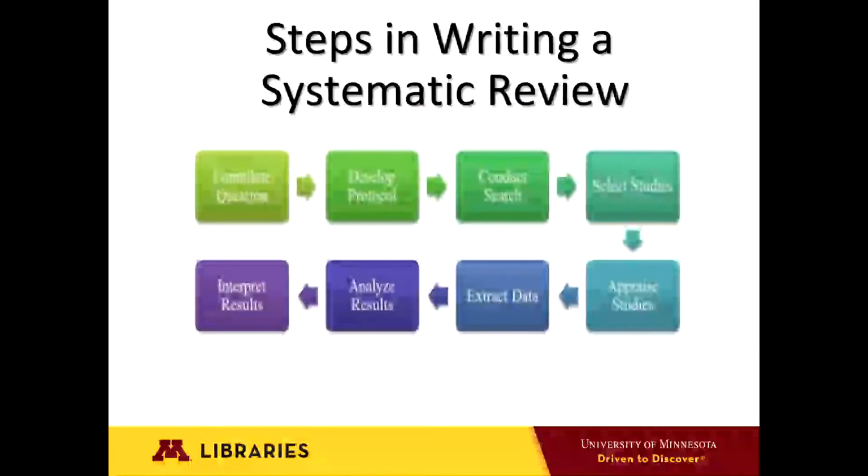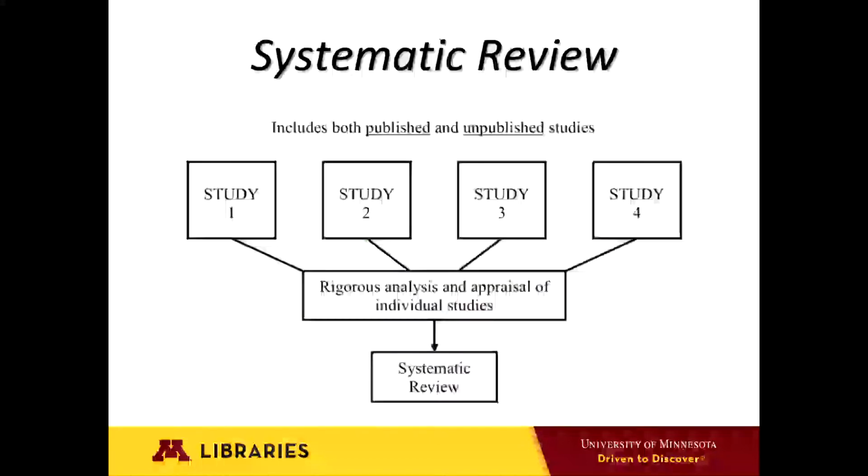Steps in a systematic review are similar to those in the evidence-based practice process, with an additional 3 steps. Formulate the question, develop a protocol, conduct the literature search, select studies, appraise the studies, extract data, analyze results, and finally, interpret the results. Here is a graphical representation of a systematic review, where both published and unpublished studies are collected and put through a rigorous analysis.